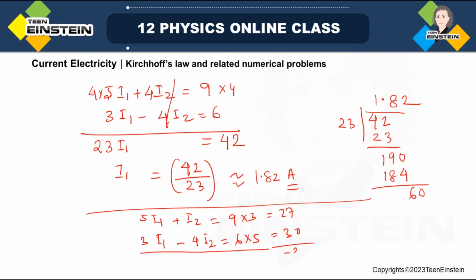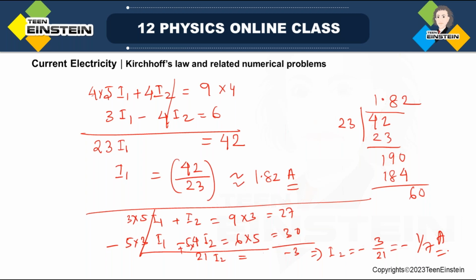If I subtract this, this will be minus 3, and 3 into 5 and 5 into this, so 20. If I subtract, this will go, this will be positive, so it will be actually 21 I2 is equal to minus 3. So this would give you I2 is equal to minus 3 by 21, or 1 over 7 ampere.